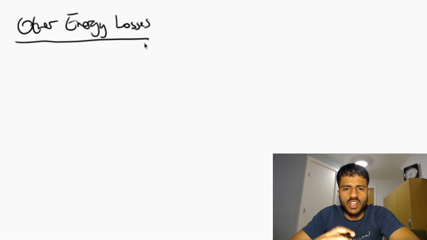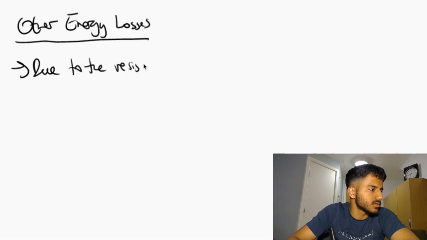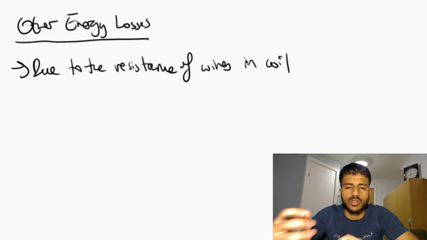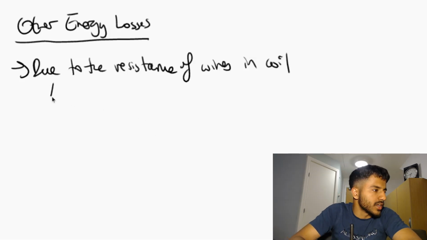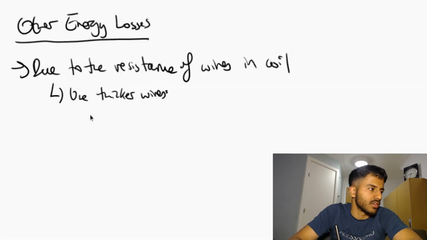Now, some other inefficiencies in transformers can be due to the resistance of the wires in the coil. So if the coil has a resistance, more power can be dissipated in the coil. So the better way to do this is use thicker wires. And we know that from our resistivity resistance equation, thicker wires means that we have lower resistance.